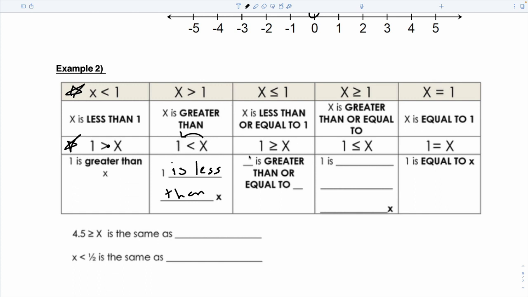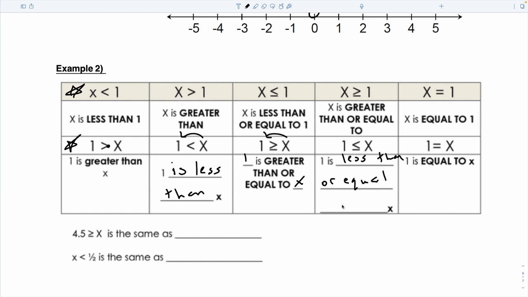They have x is less than or equal to 1. If you flip it, it's still x is less than or equal to 1, or 1 is greater than or equal to x. If x is greater than or equal to 1, you can flip it, and it's the same thing. You could also write it as 1 is less than or equal to.